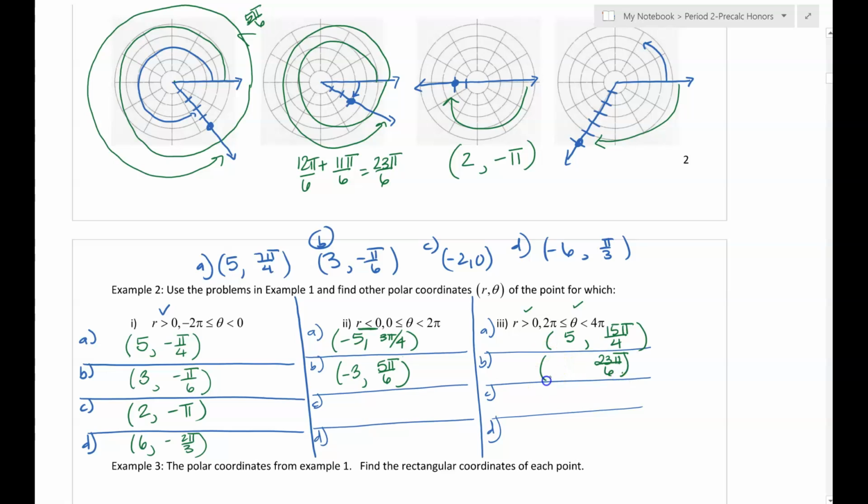Okay, now the radius is positive, so all we do is copy down 3 because it was already positive. Now I want you to take a minute to do C and D for both 2i's and 3i's.